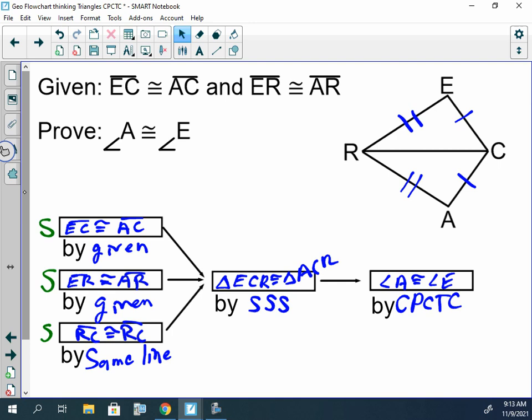And this is how we really had to go about proving that these two angles were congruent, because we really had nothing to tell us anything about the angles themselves. But if we could prove that the two triangles are congruent, and we did, then we can say that their corresponding parts are congruent as well. Angle A and E are corresponding, and these angles here would be corresponding as well. Any questions on this here?